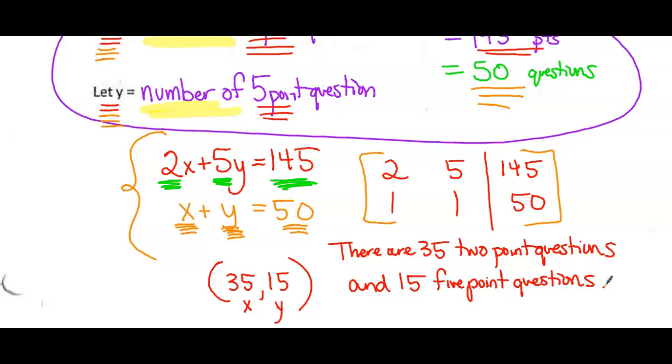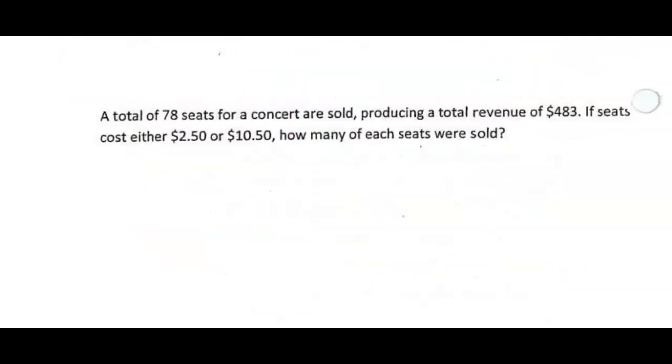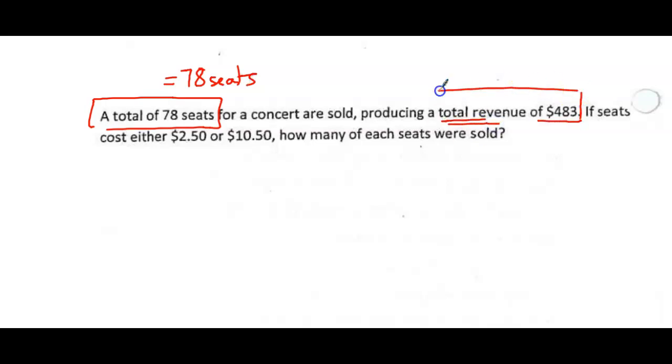Okay? Let's go to number 2. And I'm going to go a little bit faster through number 2 because I only have 4 minutes left on this video. So on the back it says a total of 78 seats. I'm going to stop there. It says total. So I know something has to be 78 seats for a concert or sold, producing a total revenue of $483. That is total money. It says if seats cost either $2.50 or $10.50, how many of each seats were sold?